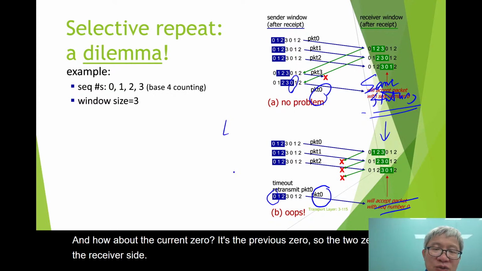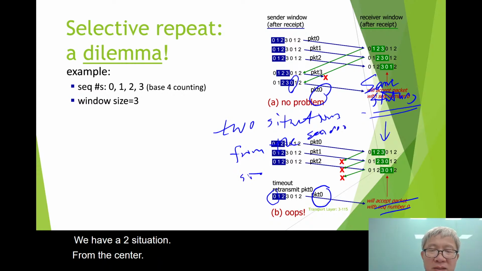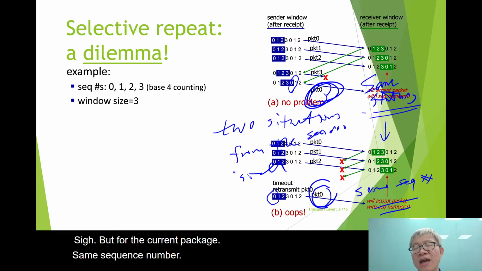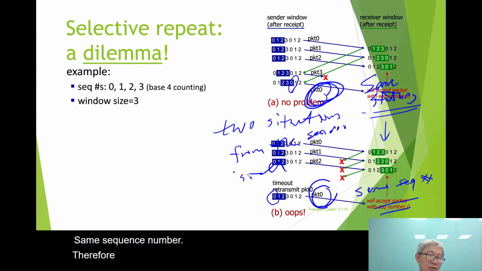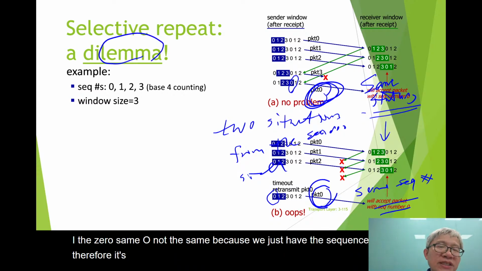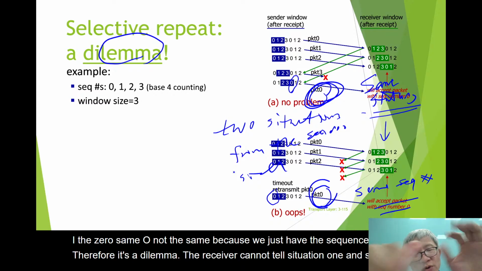Well, we have two situations from the sender side, but for the current packet, same sequence number. Therefore, the receiver side cannot tell. Alright, the 0, same or not the same, because we just have the sequence number 0. Therefore, it's a dilemma. The receiver cannot tell situation 1 and situation 2, the two 0s, they are not different.